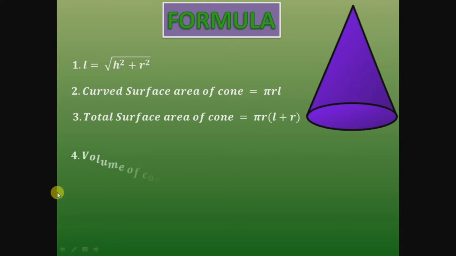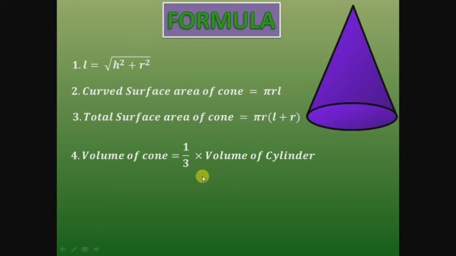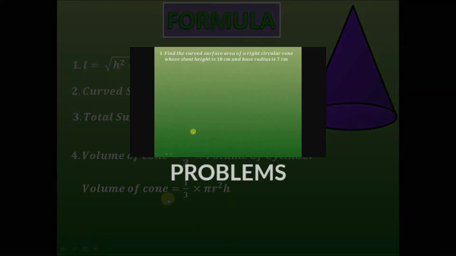The next one is the volume of a cone, which is equal to 1/3 into volume of cylinder. So what is the relationship between the volume of a cone and the volume of the cylinder? The volume of a cone is equal to 1/3 into volume of cylinder. So volume of cone is equal to 1/3 pi r square h, since the volume of a cylinder is pi r square h.